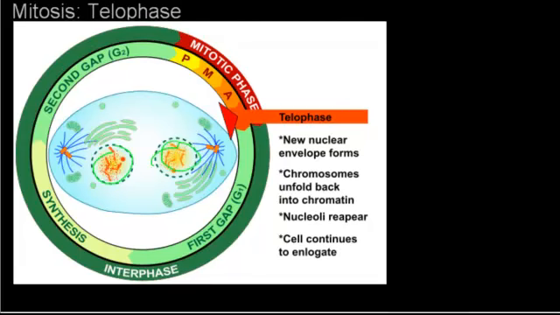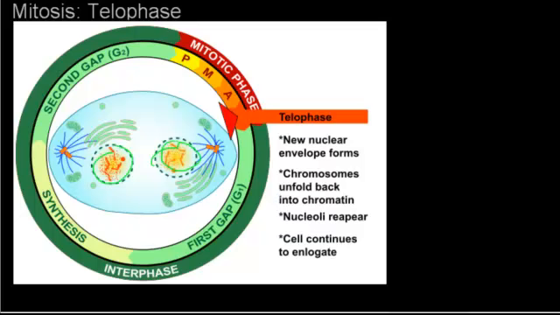You can see here we had some red ones, here we had some orange ones, and you can see they're already starting to relax and unwind back into chromatin. The nucleoli are going to reappear. You can see a red one there, you can see an orange one there, and the cell is still elongating.